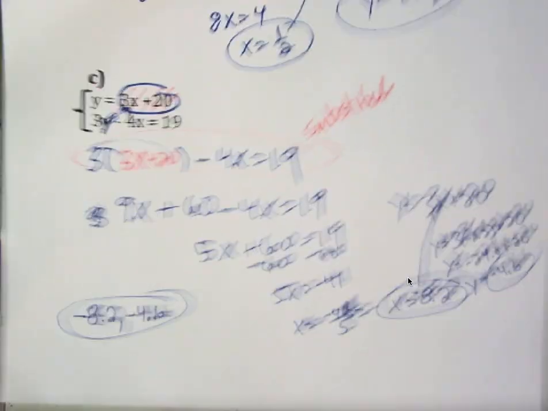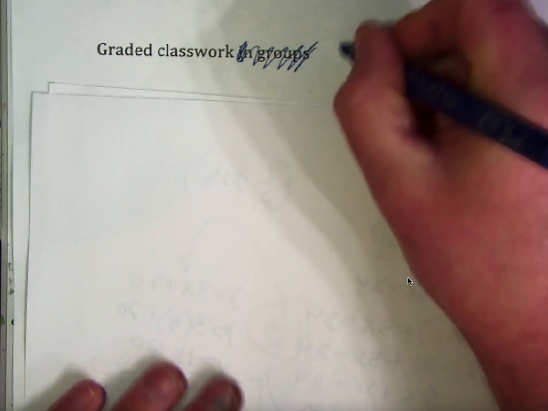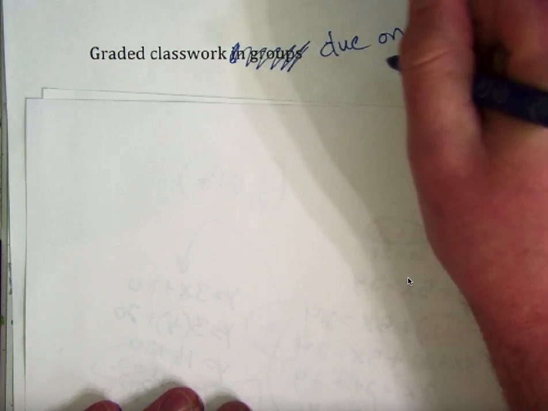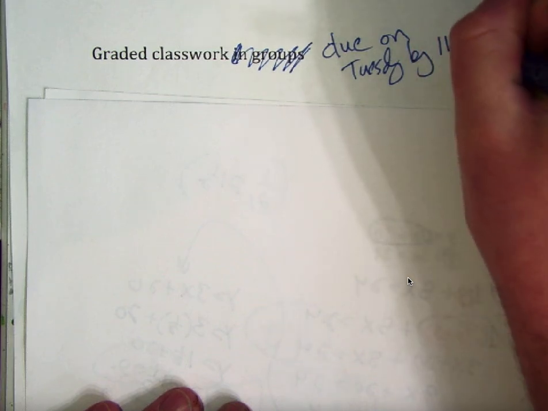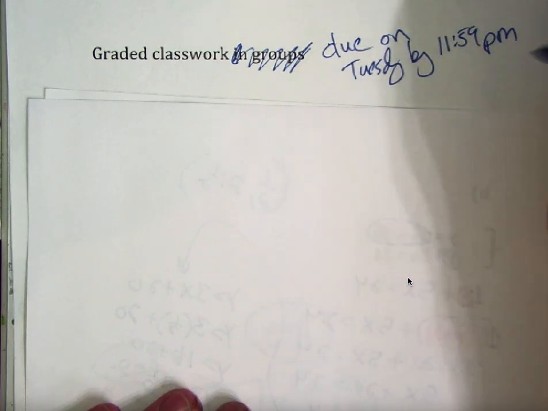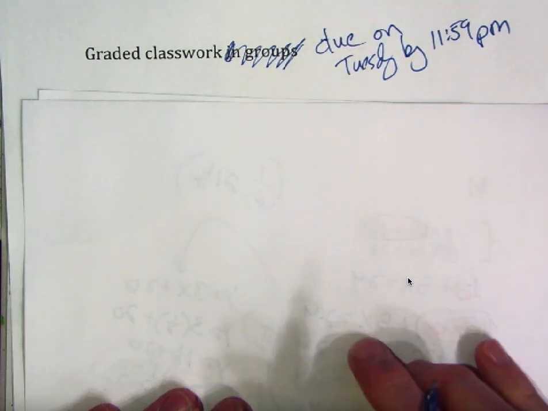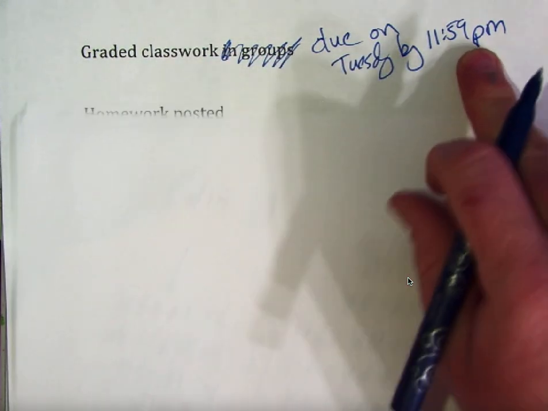Great. So here's what you got for class. Hopefully that video makes sense. You have a graded classwork, okay? We would do it in groups, but we're not. So you just have a graded classwork. You find it in Google Classroom. It's due on Tuesday by 11:59 p.m. Okay? I want you to get it done now in class. It's 6 problems with an extra credit. It's going to be graded for accuracy. Show your work. Okay, it says it on there.